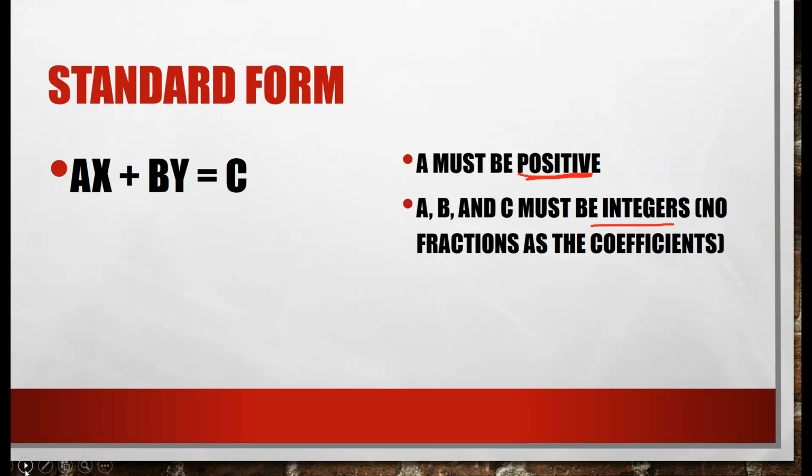So our goal is to write a, b, and c in the next example in standard form, where the a value is always positive. It is always in the form ax plus by equal to c. So the order with which you write it matters. You cannot have by plus ax equals c. You cannot have ax equals by plus c. The ax plus by must be on the left in that order, equal to c on the right.